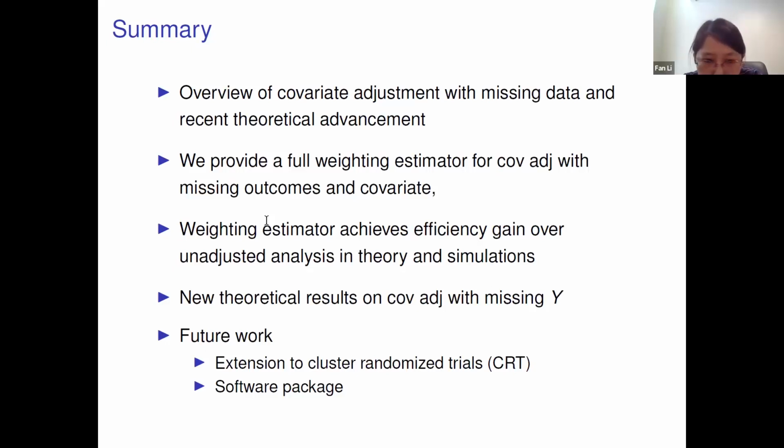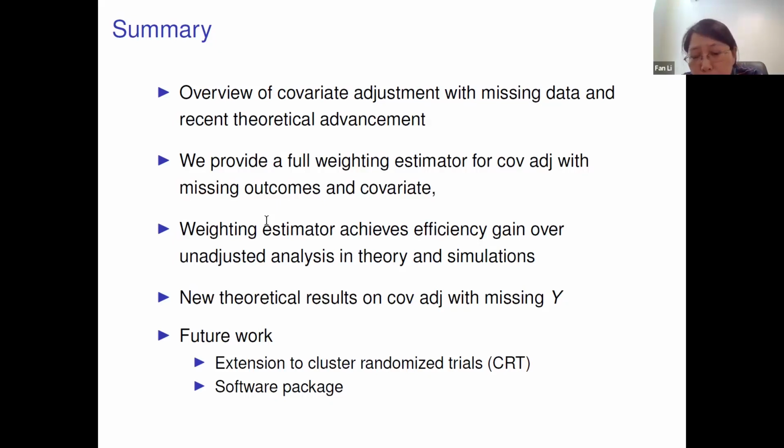And interestingly, we actually find some new theoretical results. For covariate adjustment with missing X and missing Y, this is particularly surprising: the asymptotic inequivalence between the ordinary least squares and the weighting is very interesting.